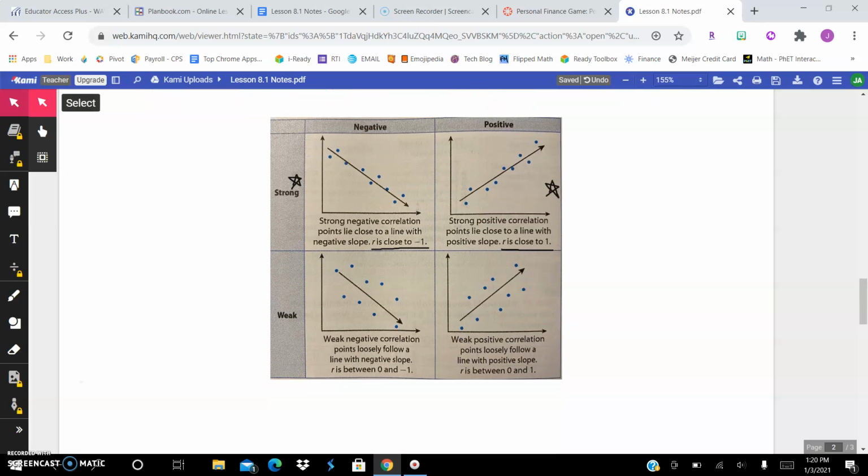And if they're weaker, then R is going to be between 0 and -1 for the negative correlation, and between 0 and +1 for the positive correlation. So they are going to be farther away from -1. The farther the dots are away from the line, the farther they are away from the 1 or the -1.